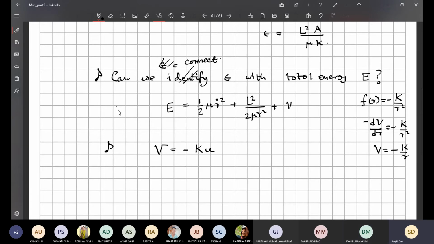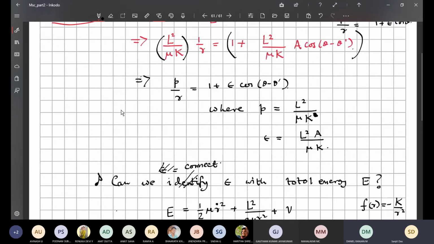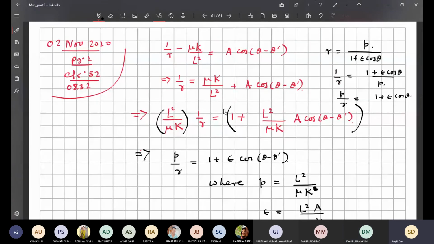Agreed, everybody, or not? Already we know this thing. And what is your formula for 1 by r? Just now you have seen; in the previous case we have written it. This is 1 by r: mu k by L square, plus A cos theta plus theta dot prime.